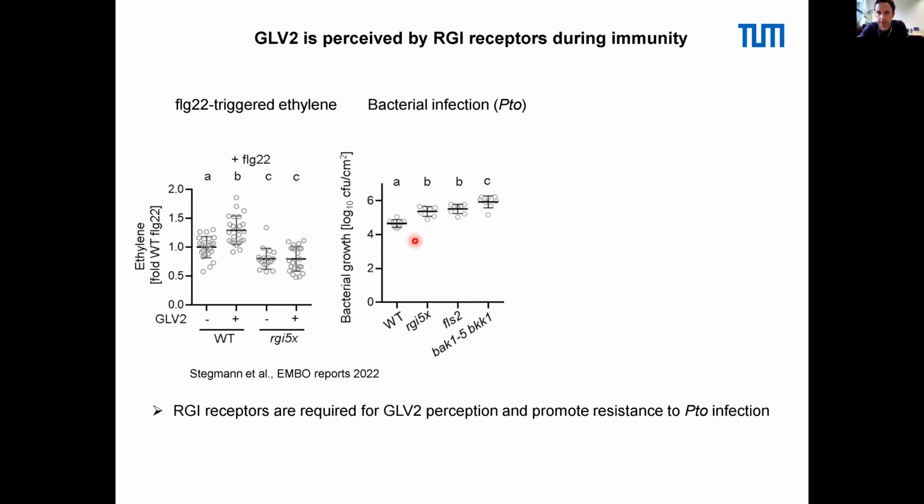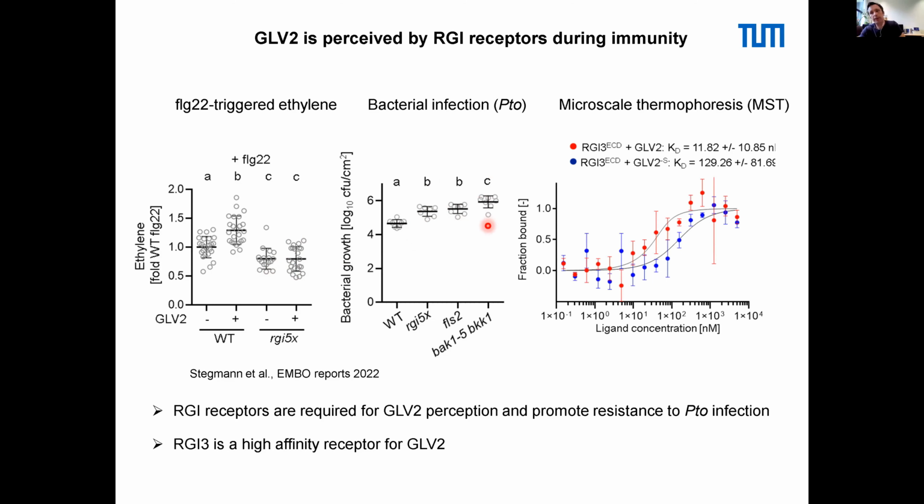And consistent with a role in immunity, this quintuple mutant was also more susceptible to bacterial infections, actually to similar levels as the FLS2 receptor mutant or an important FLS2 co-receptor double mutant that is strongly compromised in immunity.